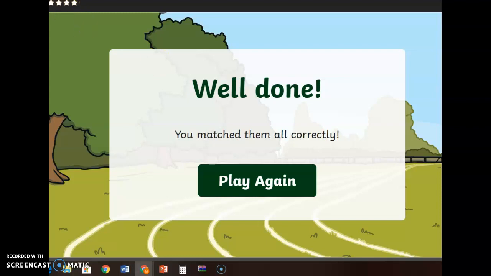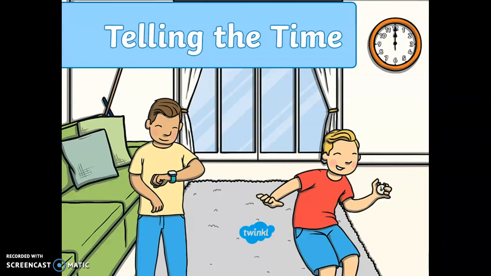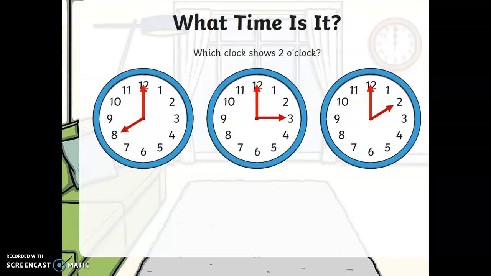Good job, guys. Okay, guys, it's time to play another game. And it is called Spelling the Time. Okay, guys, so what time is it? Which clock shows 2 o'clock? Does this show 2 o'clock, guys? No. This? No. This? Yes, because the long hand is looking at 2.